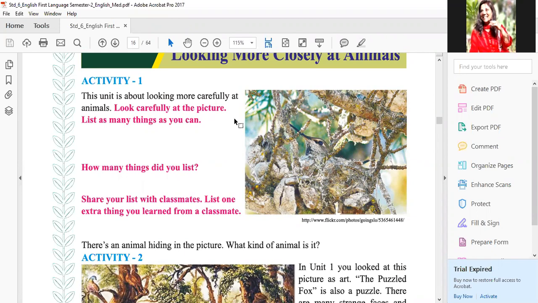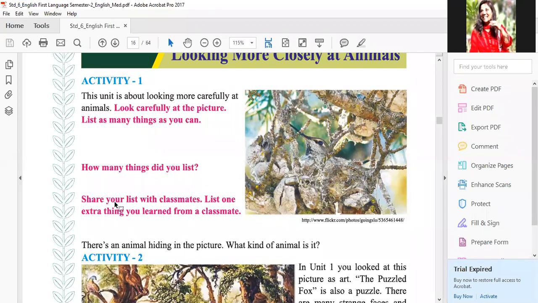Look carefully at the picture. List as many things as you can. Just look at this picture. What do you find in this picture? We can see a nest, we can see a bird, we can see branches, right? So in this way, you're going to closely look at this picture and write down what you see. Okay. How many things did you list?